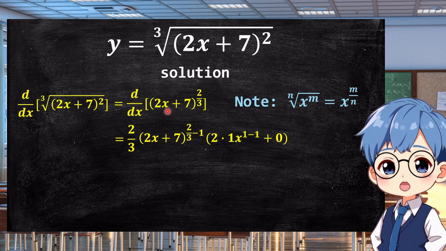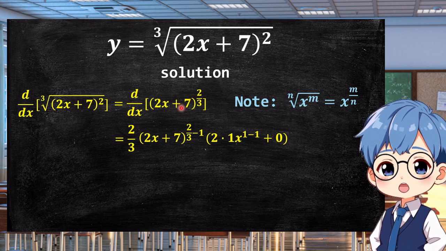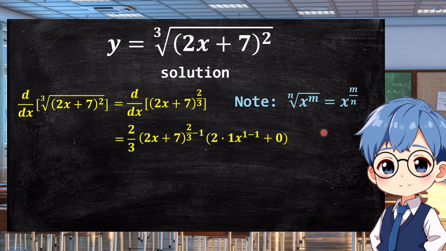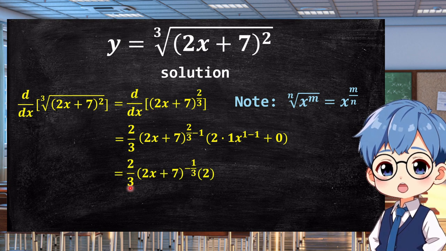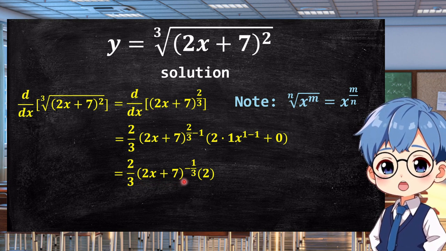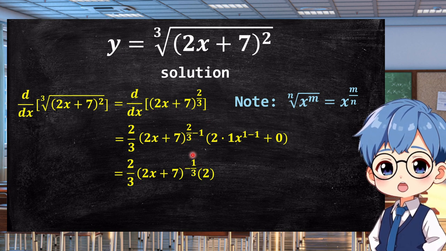So the derivative of the inner function is 2 times, so we have here x, we bring down 1, and then we subtract 1 to the exponent of x, and then plus the derivative of 7, which is 0. So simplifying this will give us 2 over 3 times the quantity of 2x plus 7 raised to the power of negative 1/3, because 2 over 3 minus 1 is just negative 1/3.